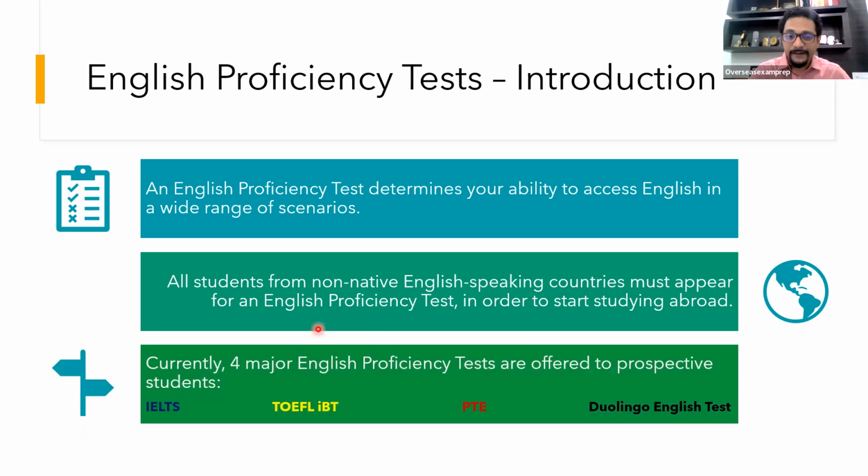Currently, there are 4 options that students have in terms of English proficiency tests. Well, there are a lot of other options, but there are 4 major options. The first one here is IELTS. Have you heard about IELTS? Anyone? Husna, Aditi, Divyanshu, Nikhil. Okay, that's great. Wonderful. It's a very popular test.